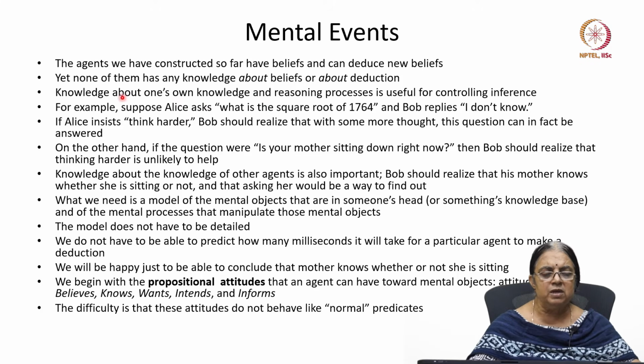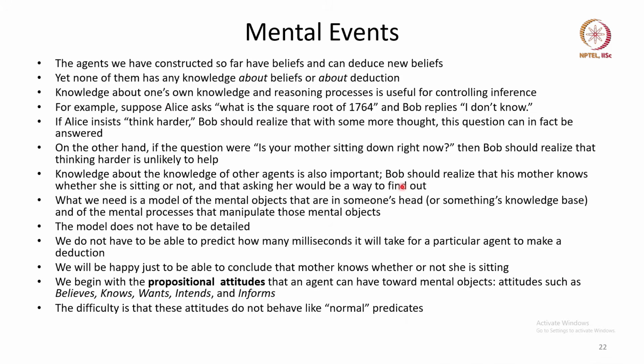So it's something like knowledge about one's own knowledge. One agent should know what the other agent knows, besides knowing what he knows himself, or what the other agent believes. So you need a model of the mental objects in somebody's head. That is what we are actually talking about here.